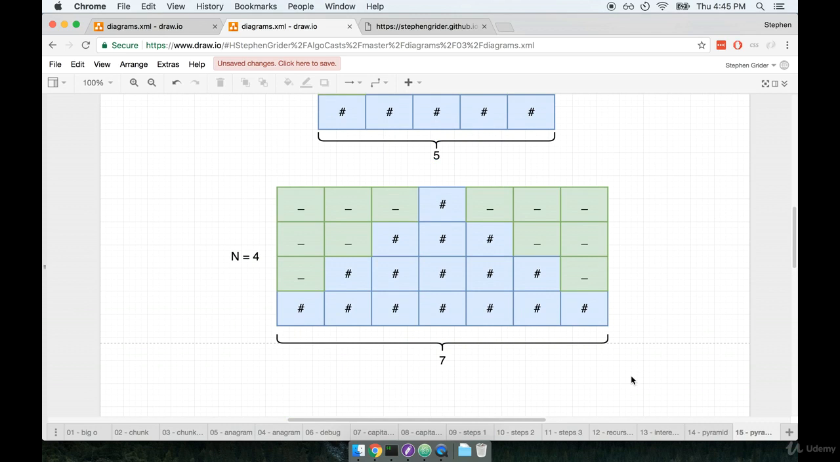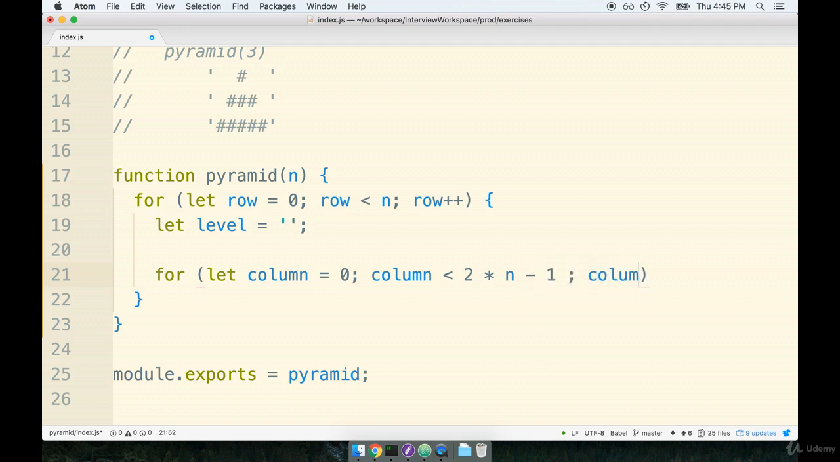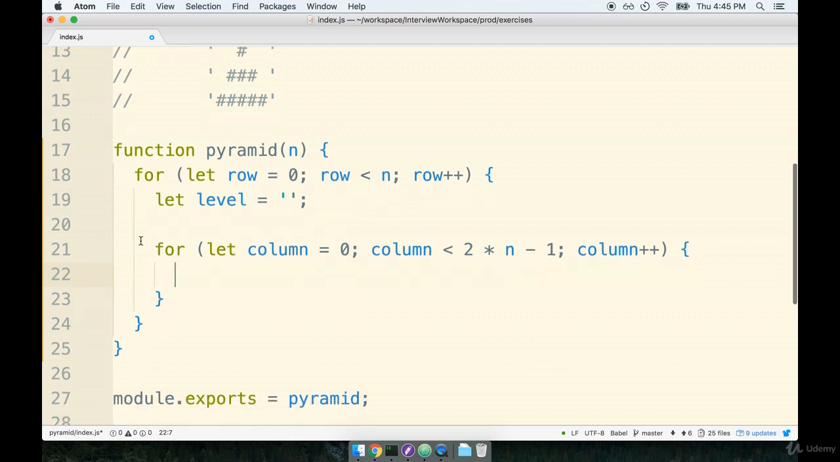We're going to iterate from 0 to 2 times n minus 1. And that will give us the correct number of columns. All right, so back over here, we'll write out our inner for loop. We'll say for let column equal to 0, column less than 2 times n minus 1, column plus plus, like so. Okay, so this will take care of our correct number of columns.